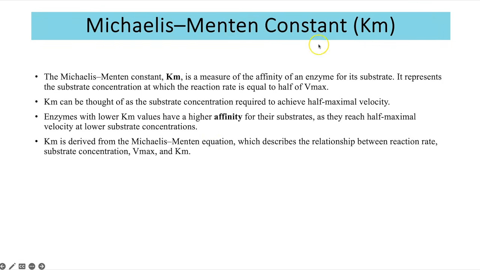You then have the Michaelis-Menten constant, or Km, and Km is a measure of the affinity of an enzyme for its substrate. It represents the substrate concentration at which the reaction rate is equal to half of the Vmax. So Km can be thought of as the substrate concentration required to achieve half maximum velocity. Enzymes with lower Km values have a higher affinity for their substrates as they reach half maximal velocity at lower substrate concentrations. Km is derived from the Michaelis-Menten equation, which describes the relationship between reaction rate and substrate concentration.